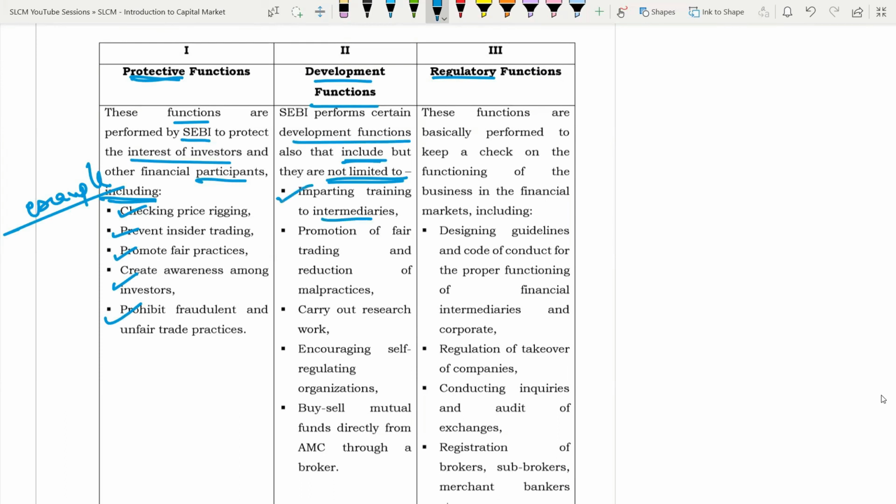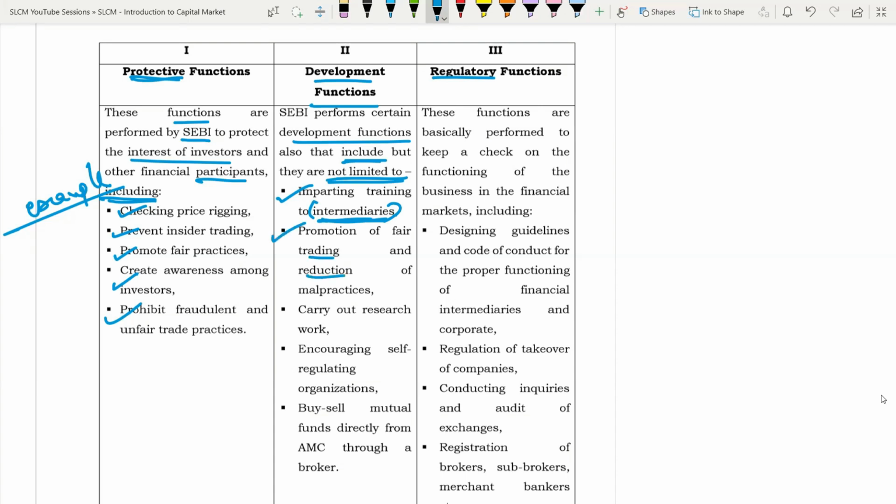Imparting training to intermediaries: how should they carry on their functions? How can they help investors invest in the market? How will we ensure smooth functioning of the market through the establishment of intermediaries? To them, training is required to be given, and that training is given by the Securities Exchange Board of India.